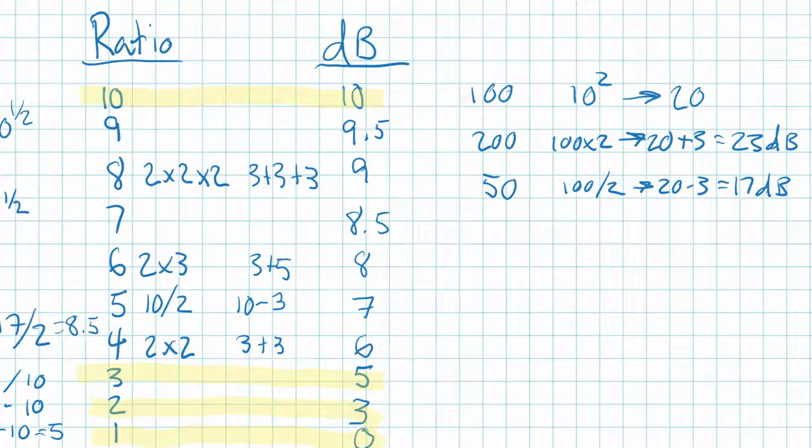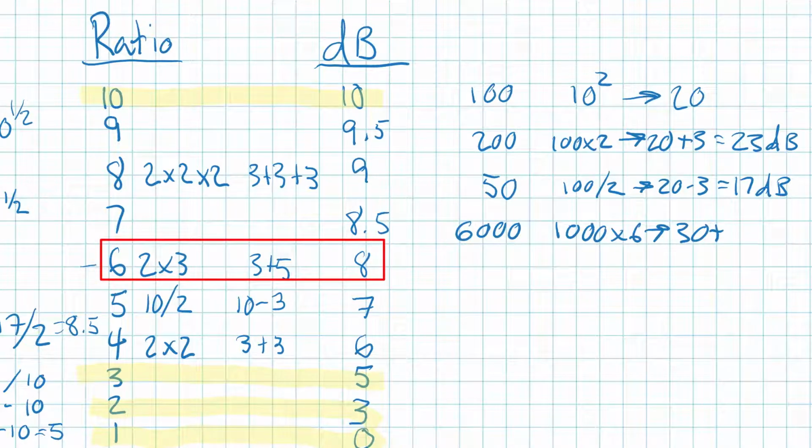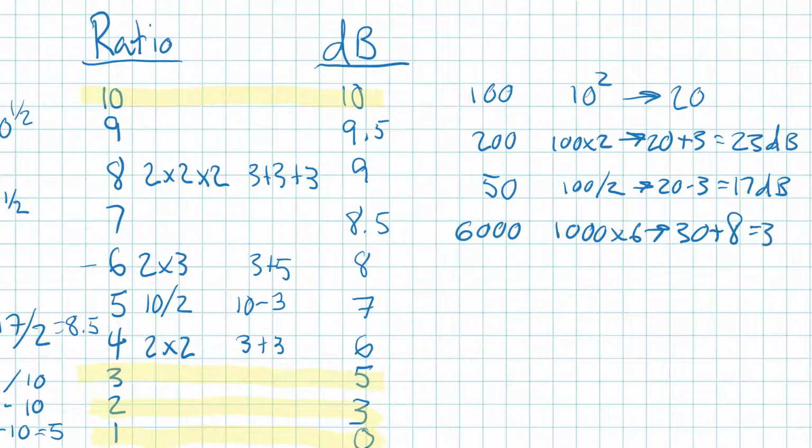All right, let's look at a different kind of number, 6,000, for example. So that's 1,000 times 6, which would be, 1,000 is 10 to the third, so multiply that 3 by 10, you get 30 dB, plus 6 is a factor of 8 dB. 30 plus 8, so we get 38 dB.